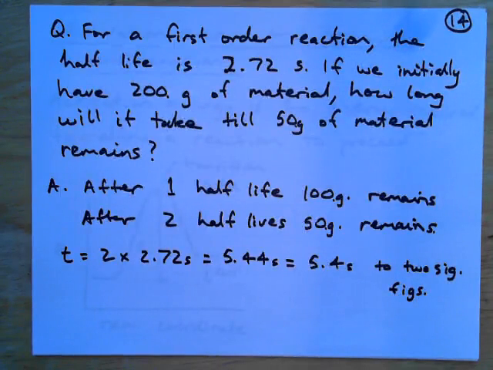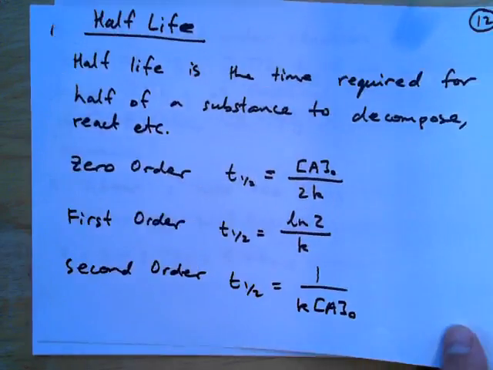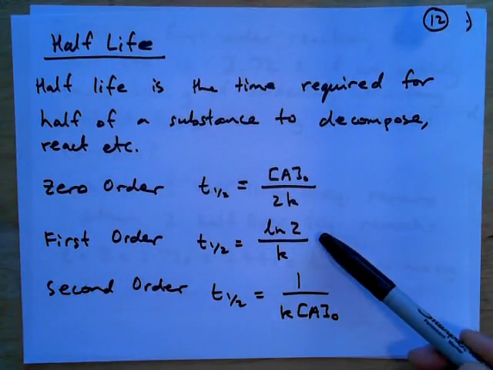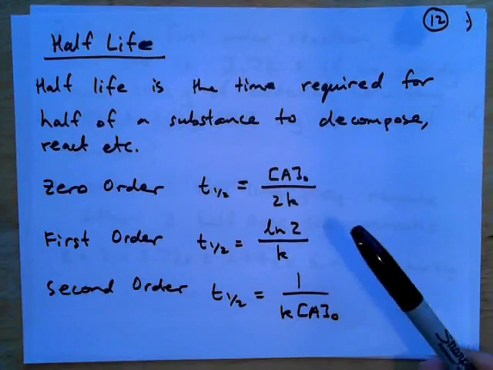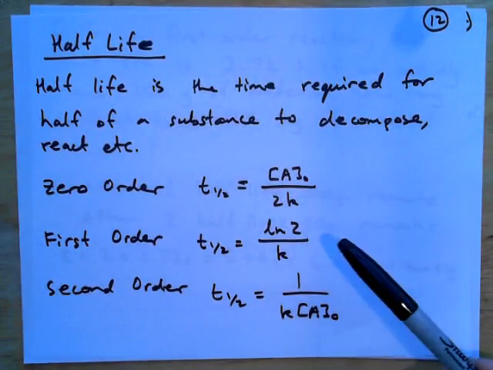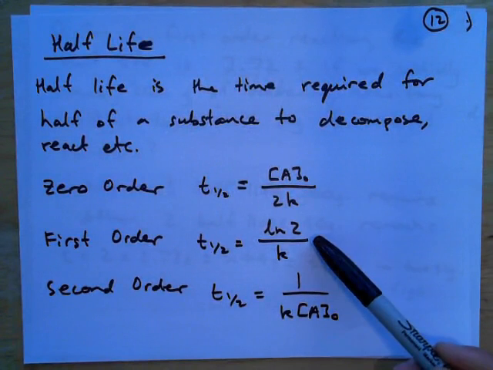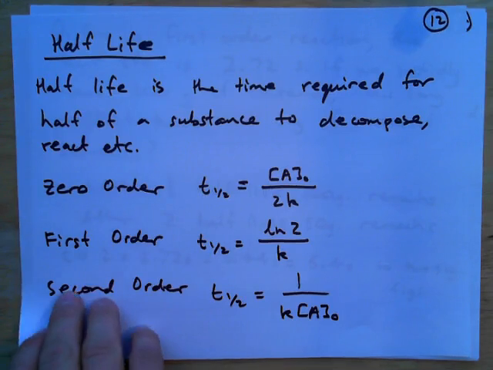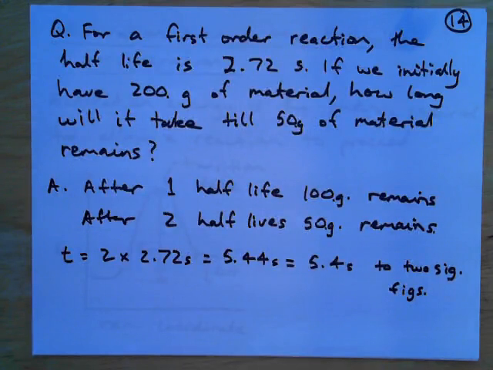So another question: for a first order reaction, the half-life is 2.72. By the way, just so I can emphasize something, if you notice from this half-life sheet with these equations, it's only the first order equation that is independent of concentration. So first order reactions have half-lives where it doesn't matter how much of the substance you have at the time. The zero and second order reactions are going to depend on how much of the material you have. Okay, so back to this question.